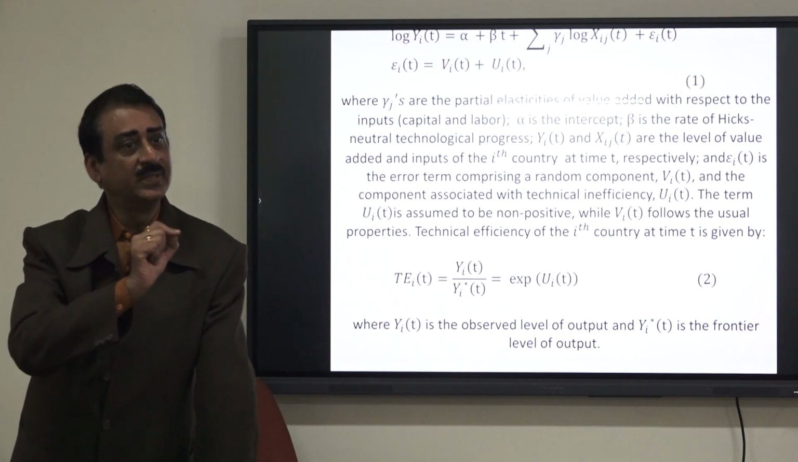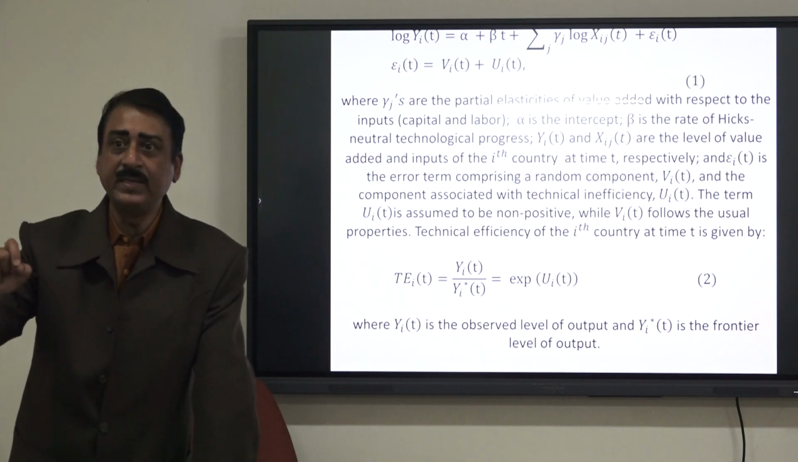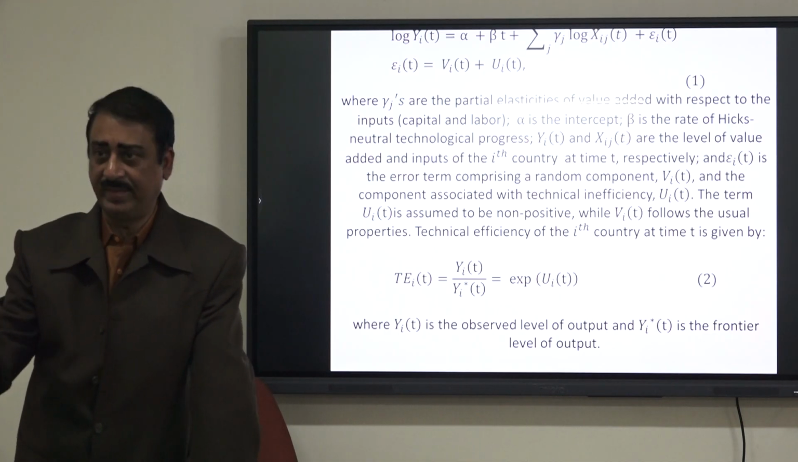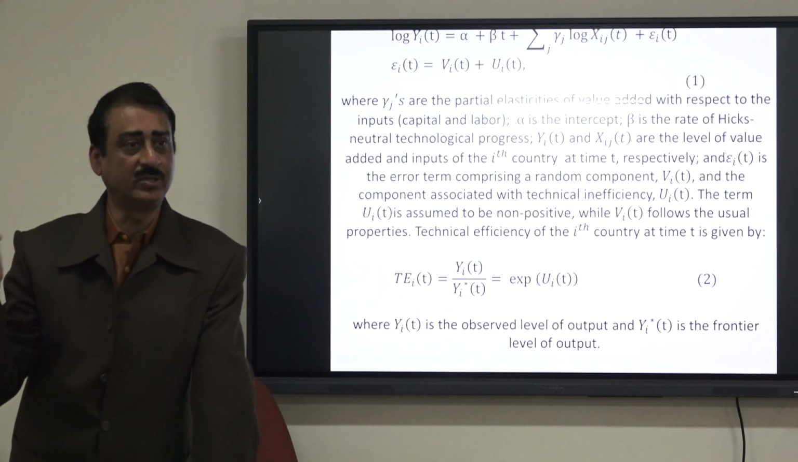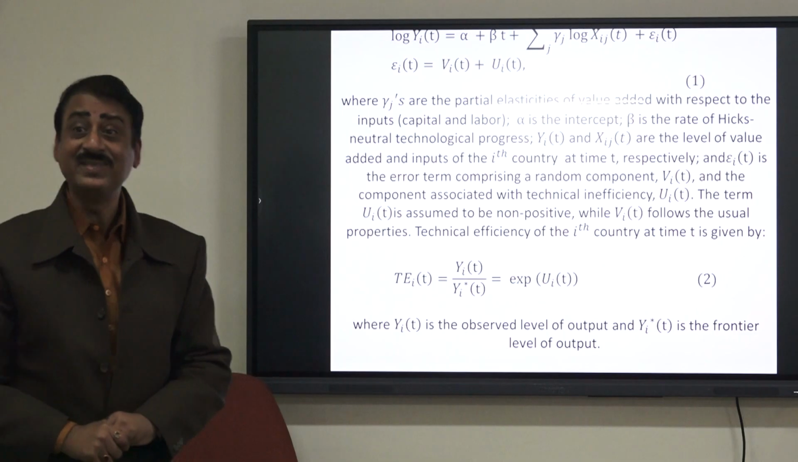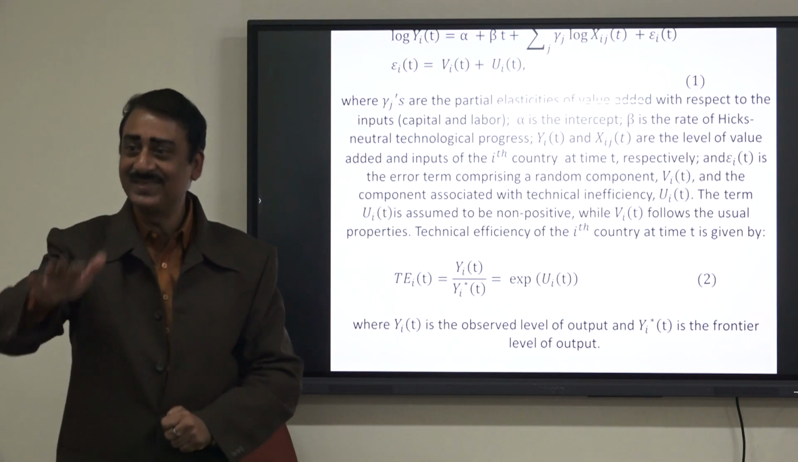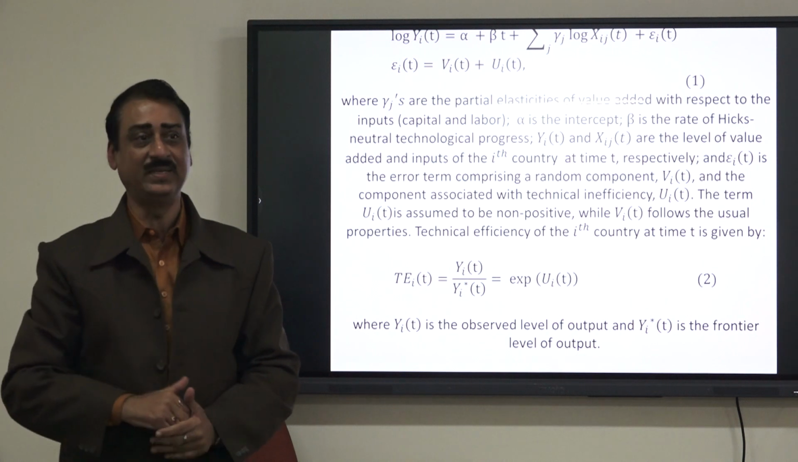So this coefficient of t multiplied by 100 will give you the rate of technological progress. Suppose it is 0.025, multiplied by 100 it would be 2.5. So 2.5 is the technological progress. Suppose it is negative, it would mean there is technological regress. So at what pace the technological regress has taken place can be identified.